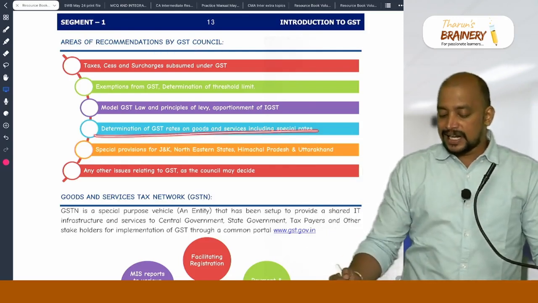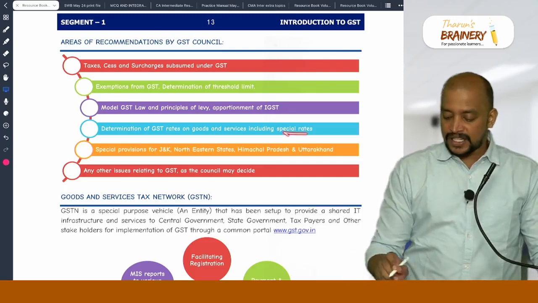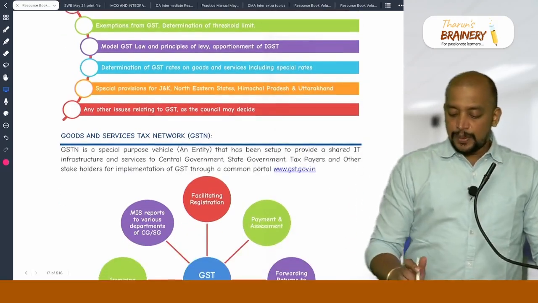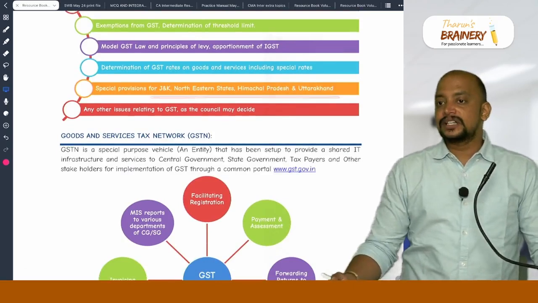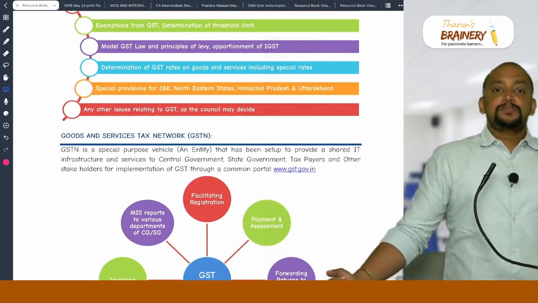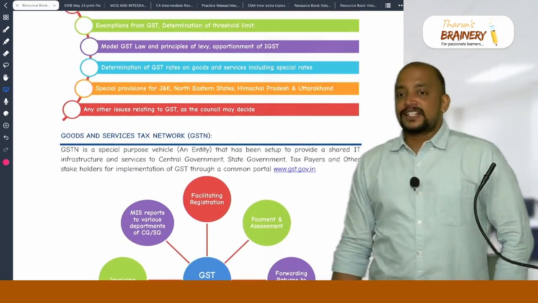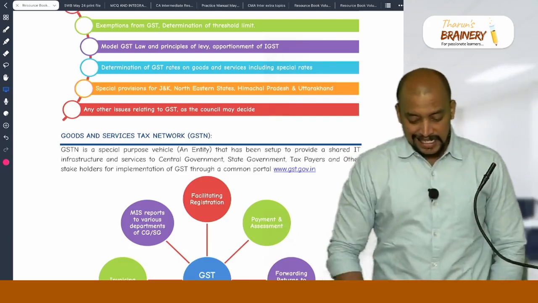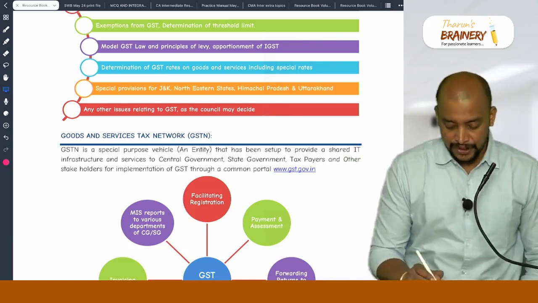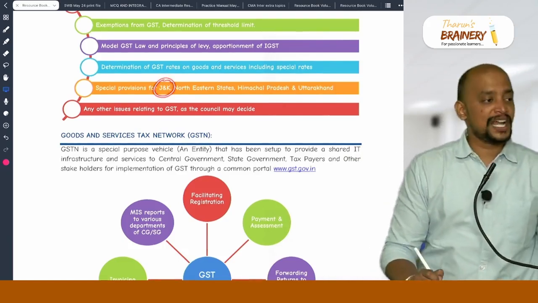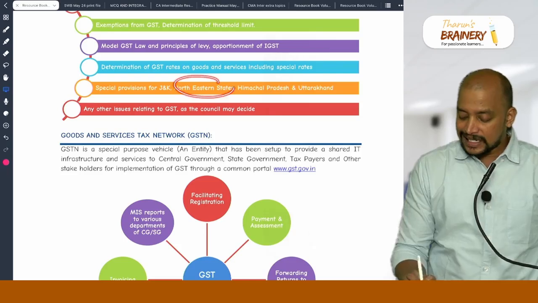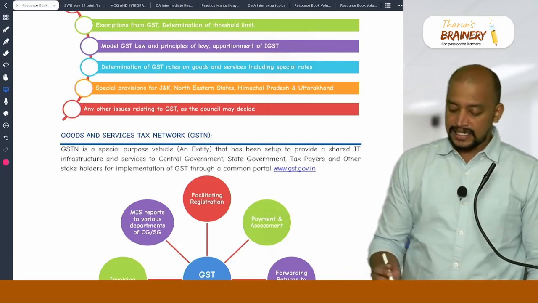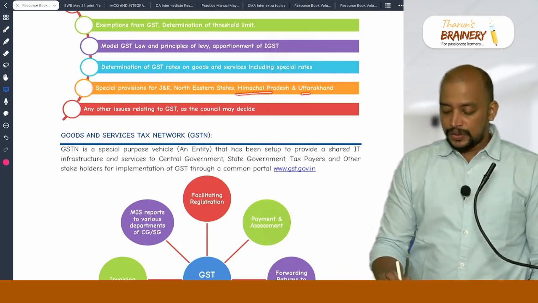Determination of GST rate on goods and services, including the special rates. Special provisions for these areas. So these are called as special category states as per Article 279A of the Constitution. So what are the special category states as per Article 279A of the Constitution? Jammu and Kashmir and northeastern states, all northeastern states, Himachal Pradesh, Uttarakhand.